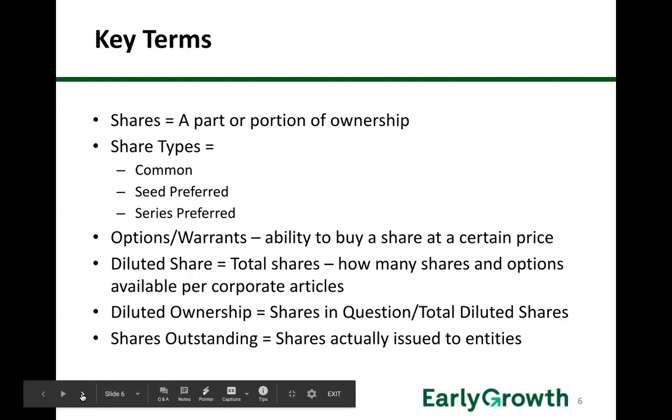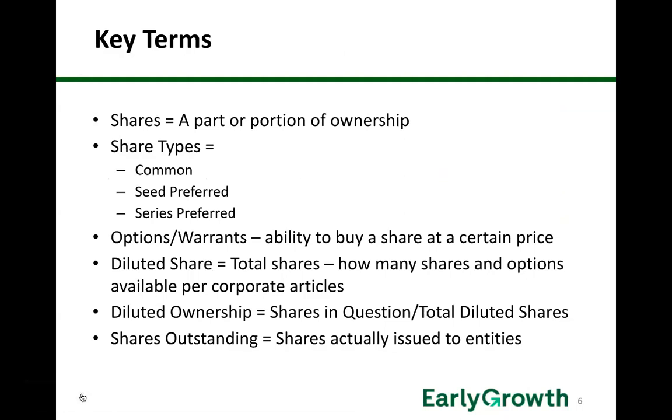Some key terms that we'll be discussing here, and probably most of you are familiar with these. Of course, the shares themselves. A share is just a fractional or a proportional ownership of the company. There are typically two types I consider. One are common shares, the other are preferred. They show here a seed preferred versus a series preferred. I tend to think of preferred shares as a group versus common shares.